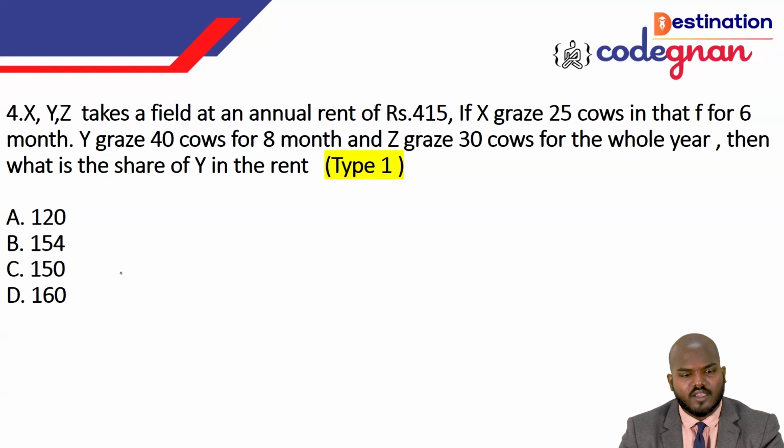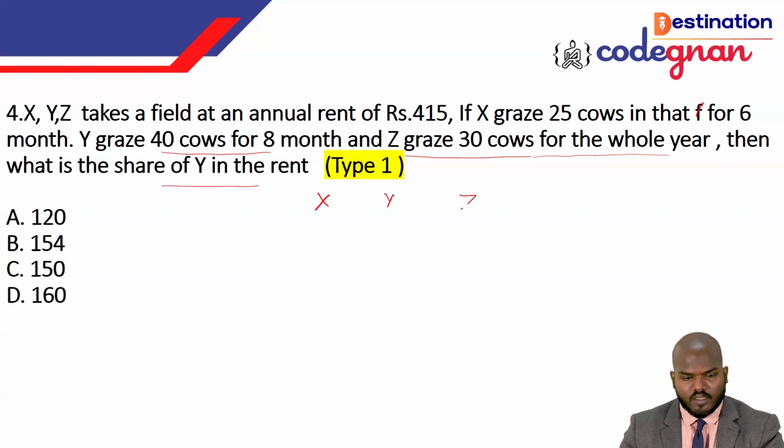Y grazes 40 cows for 8 months, and Z grazes 30 cows for the whole year. So what is the share of Y in the rent? That is the possible question here. First thing, you just want to say again, who are the people?